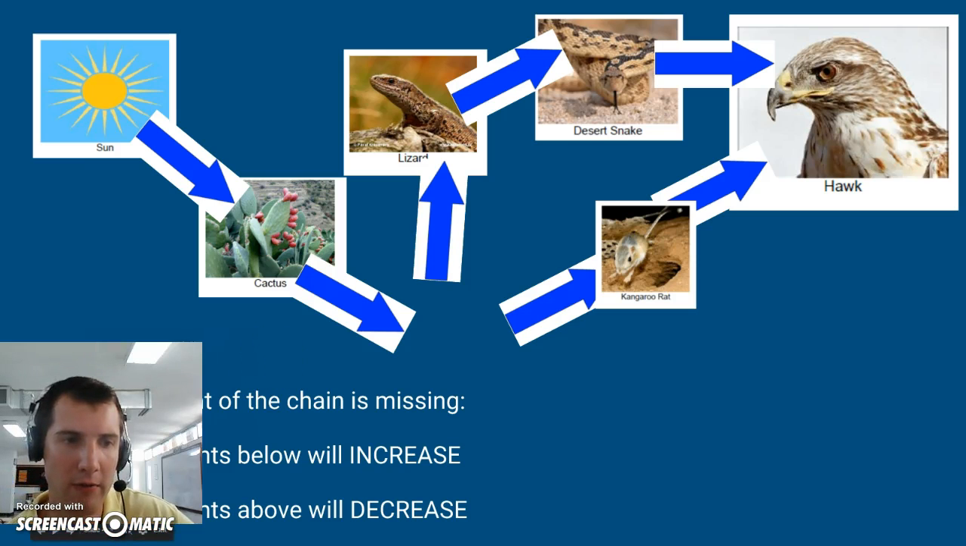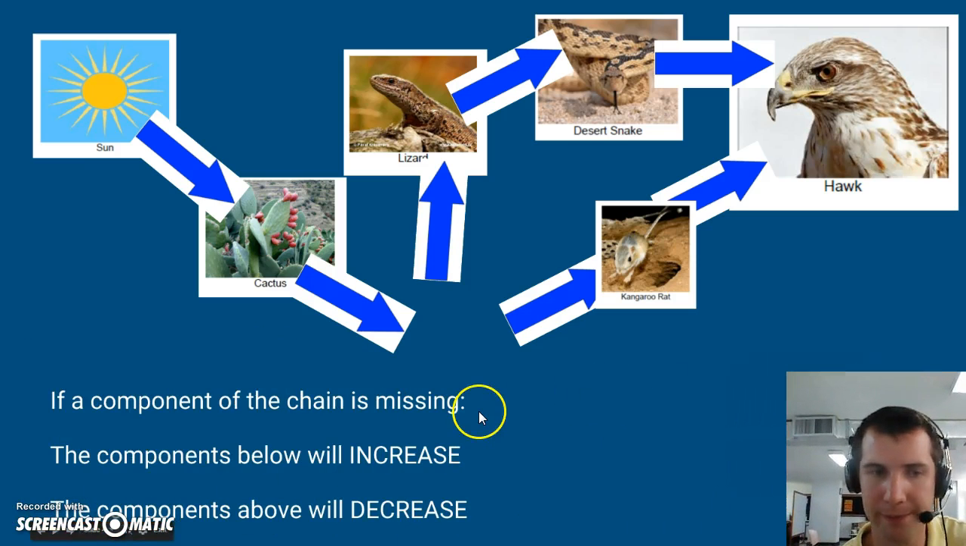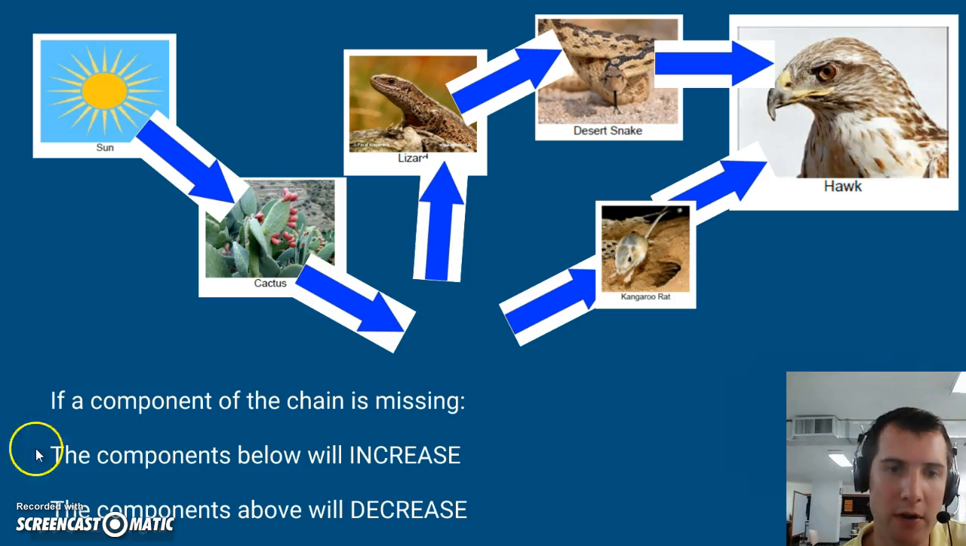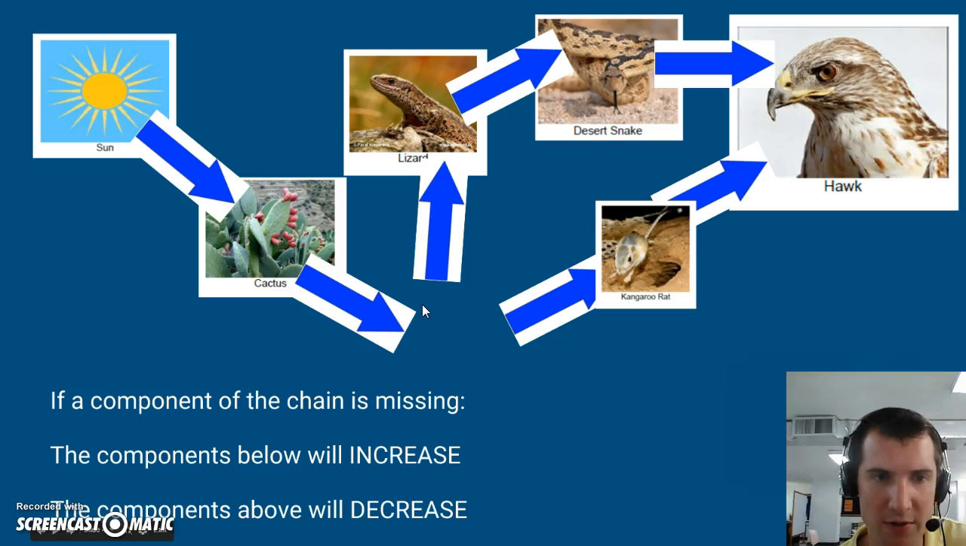Alright, and one thing I want you guys to think about is if, say, there's something missing from the food chain, the things below it will increase because nothing's eating them, and the components above it will decrease because then they suddenly have no food. So in this example, imagine that something happened to grasshoppers, and grasshoppers were no longer in the desert. The cactus would be able to grow extra because there's nothing eating it. But everything above it would be affected because they would suddenly have no food.